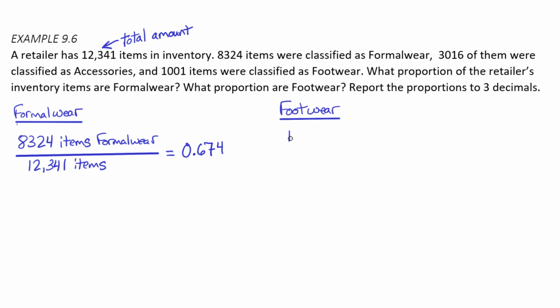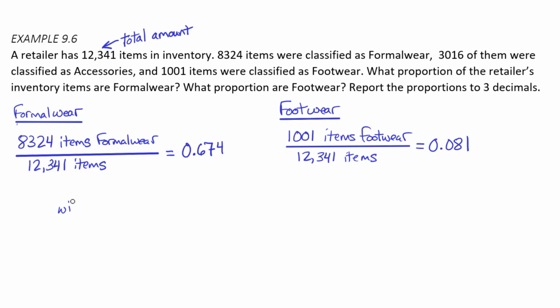Then we're asked about footwear. There are 1,001 items of footwear in the inventory. Divide by the 12,341 items total. And to the 1,000th place, you get 0.081. So 8.1% of this store's inventory is footwear.